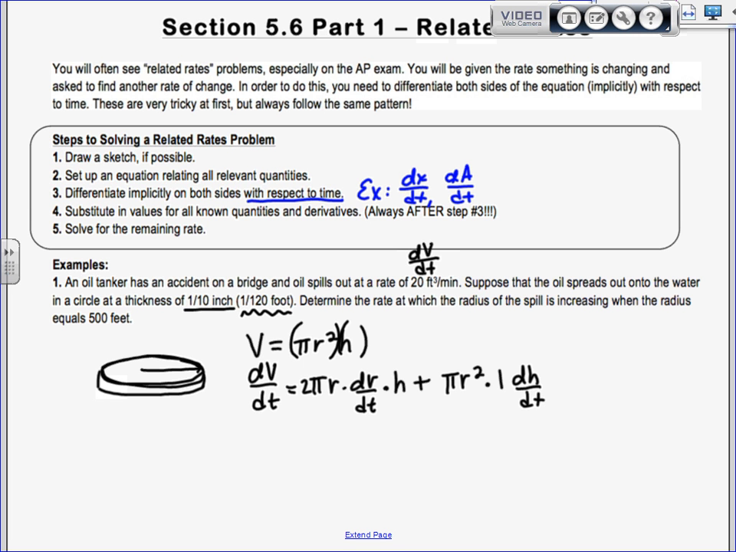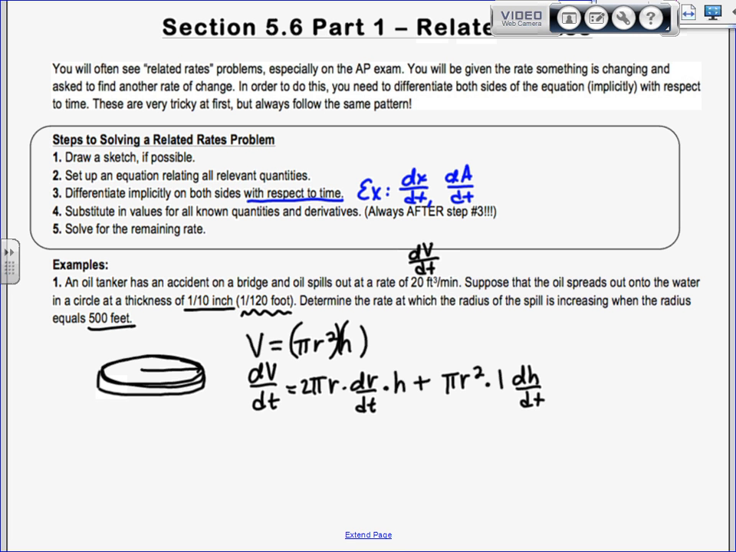Okay. So now that I've taken the derivative, now I can plug in values. So we're saying at this particular instant, the radius is 500 feet. Now the radius has been changing the whole time, right? This oil is spreading out on the water. That's why I can't plug it in yet. Okay, so I have to take the derivative first because it's like, wait, do I plug in r equals 1, r equals 2, whatever? It's changing. So whenever something's changing, you have to wait to plug it in.